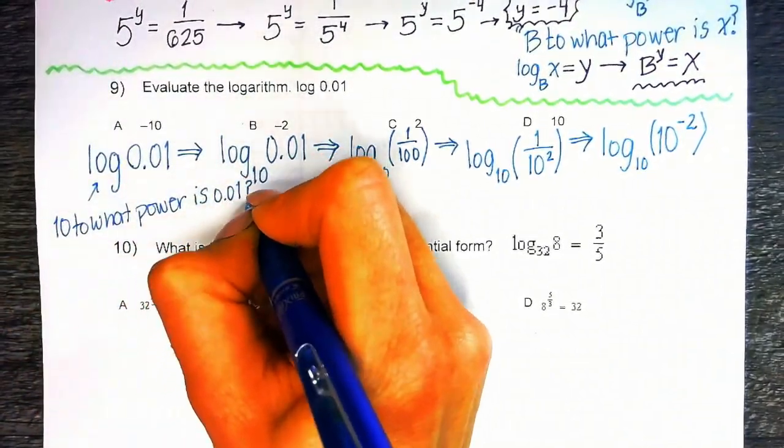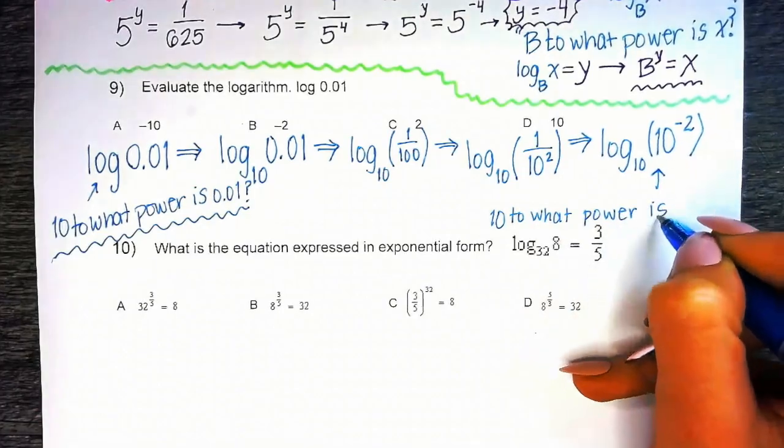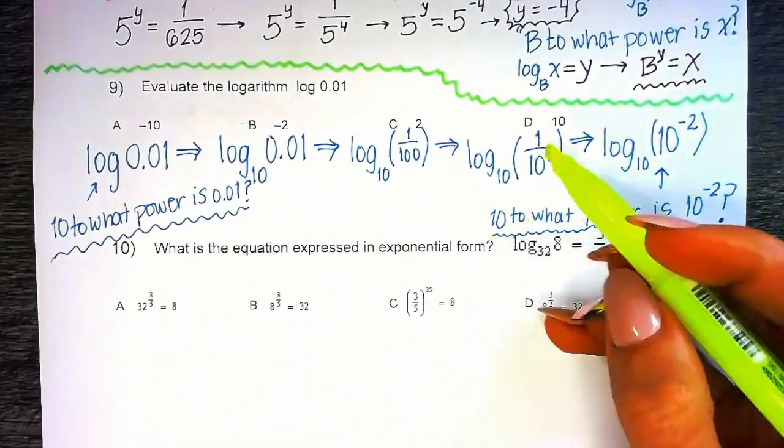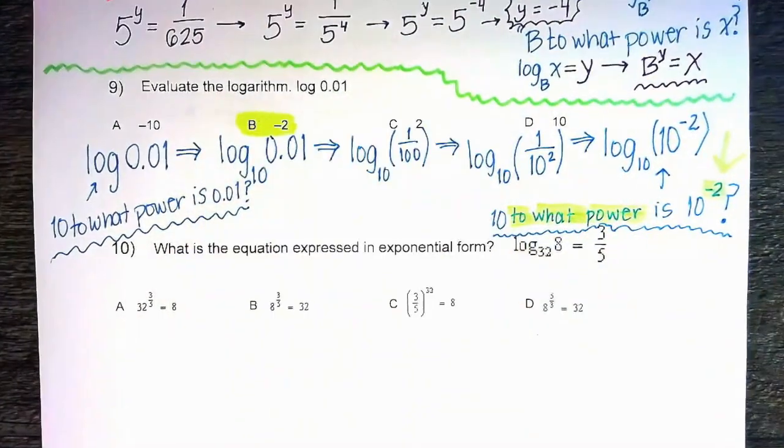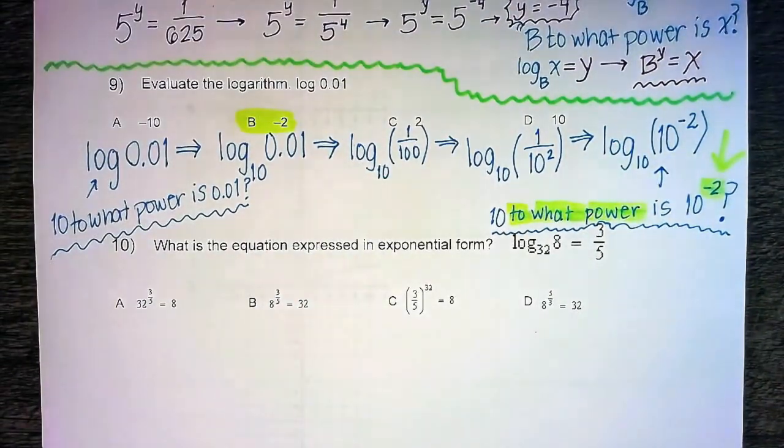So we're really asking ourselves, 10 to what power is 10 to the negative second? And that question answers itself. The answer is -2.